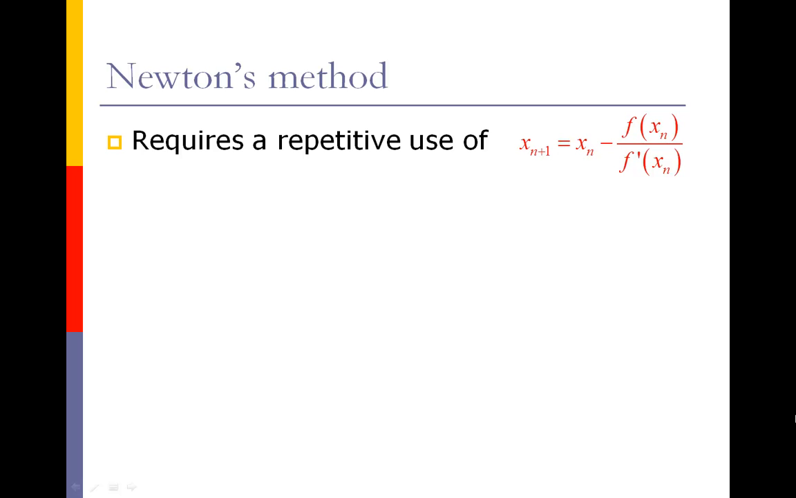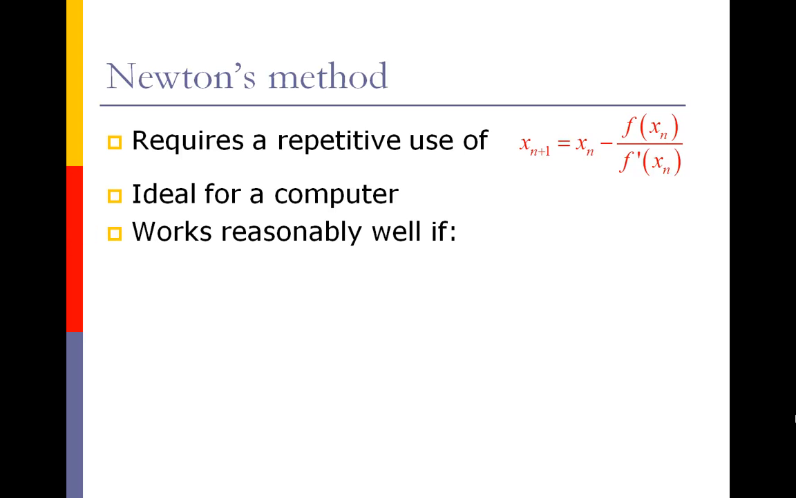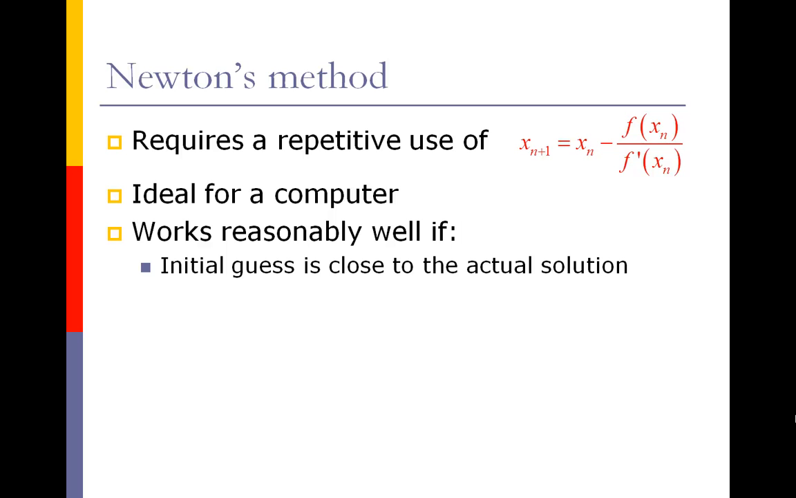Because this method requires the repetitive use of that formula, it means that it's ideal for a computer. Does it work always? No, it doesn't. But it works reasonably well if the initial guess is close enough to the actual solution. So if we start on the right track, if we pick an x0 which is close enough to the intercept that we're looking for, then probably it's going to work well.